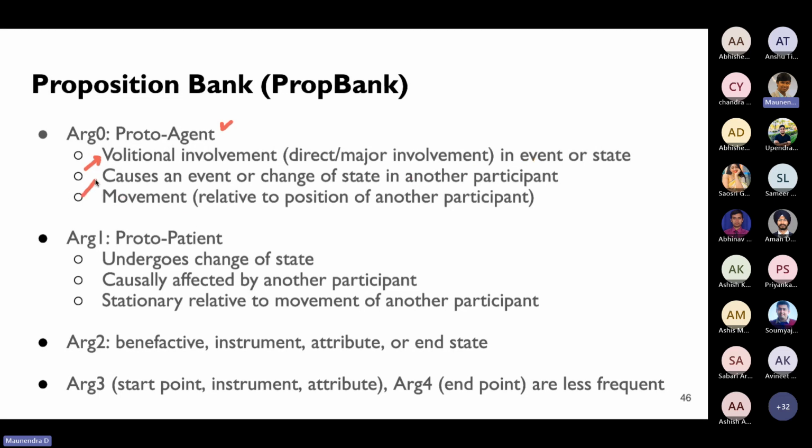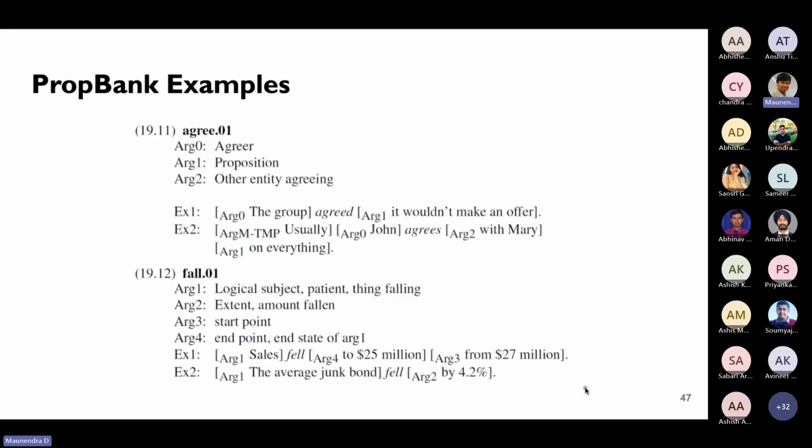So this person may also cause an event or change the state of another participant. Examples are there in the following slides. And then arg1, which is for the proto patient, undergoes a state change or is affected by some action done by the agent. Then there could be some other arguments like who is the beneficiary, what is the instrument, what is the attribute, what is the start point, what is the end point, and so on. So let us look at some examples.